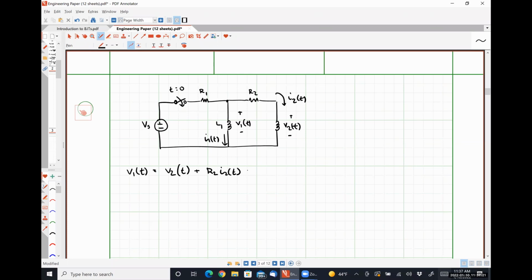So we could easily go ahead and say that L1 di1 by dt is equal to L2 di2 by dt plus R2 I2. Oh, sorry, I should have written L1, L2. Thank you, Ian. Very good catch. That would have made it difficult.